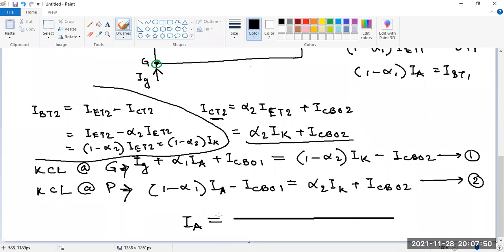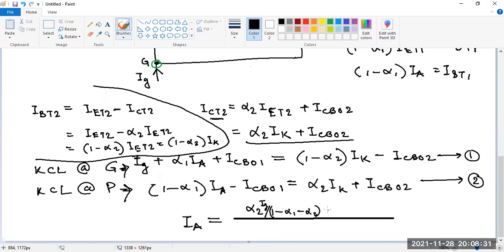Sir, alpha 2 by 1 minus alpha 1 minus alpha 2 Ig plus ICBO1 plus ICBO2 by 1 minus alpha 1 minus alpha 2. In the numerator, what should I write? Alpha 2 by 1 minus alpha 1 minus alpha 2, into Ig, like this.